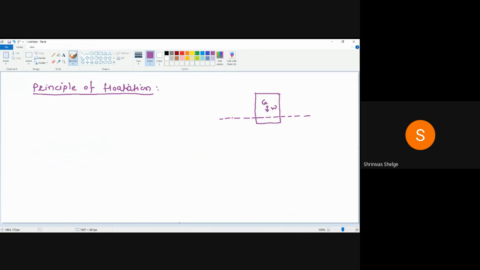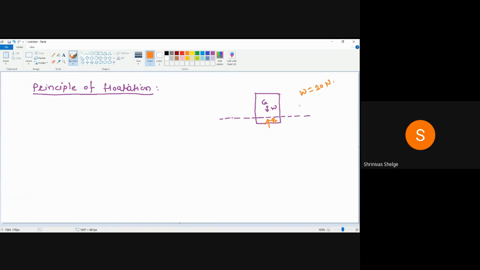I will represent it as G. Correct. And somewhere here, because we know that the center of buoyancy is the center of gravity of the submerged portion of the body, somewhere here you will find the center of buoyancy. And here the force acting in the upward direction is the buoyancy force. Correct. So suppose the weight of the body is 20 Newton. Just imagine the weight of the body is 20 Newton.